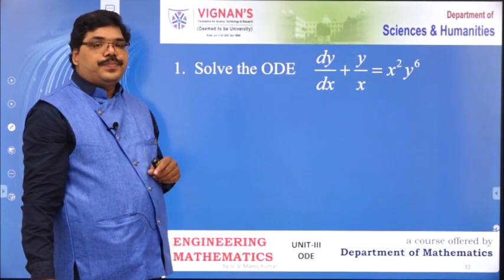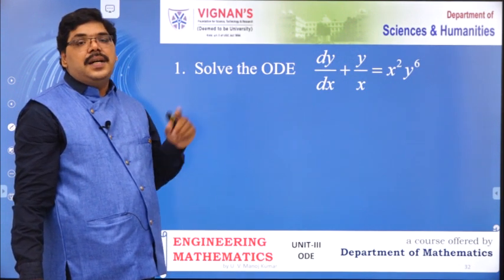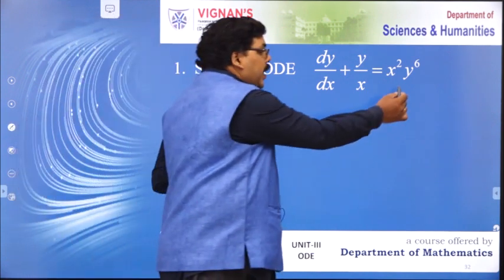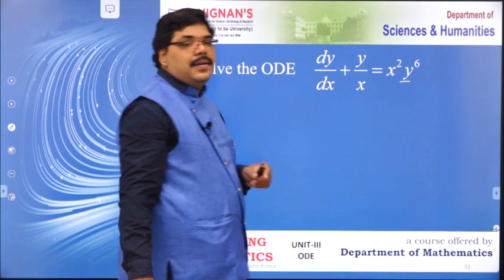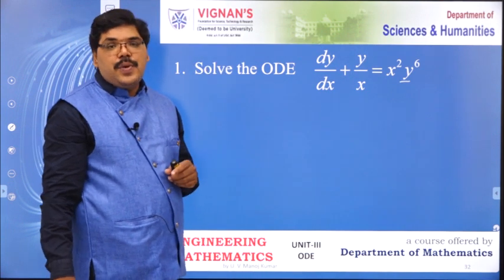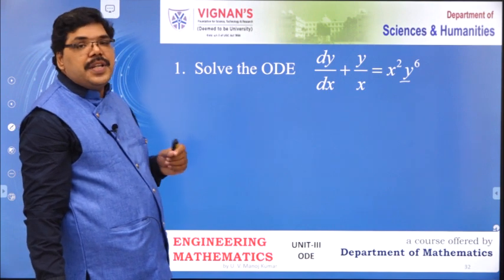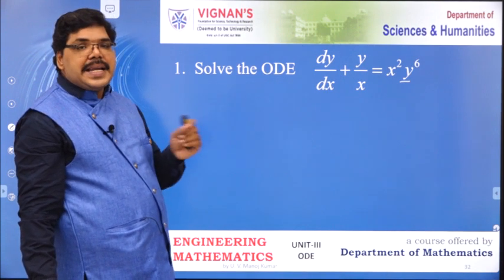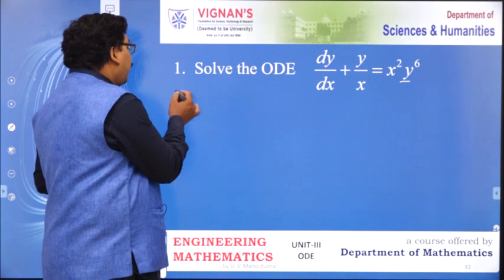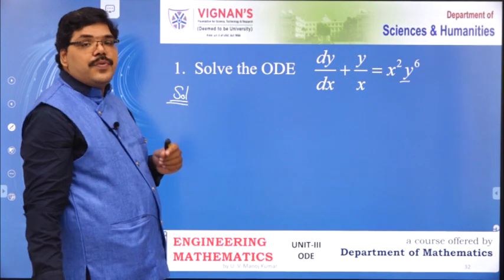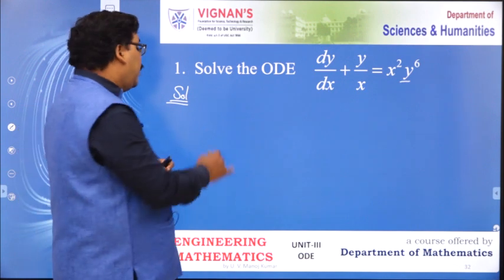Consider this problem. This problem is in a Bernoulli's differential equation form. So what is y power n here? Y power 6. So what is n here? 6. So let us first compare the given differential equation with Bernoulli's standard form. When we are finding the solution, first we want to compare with the standard form.